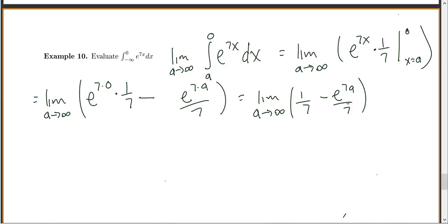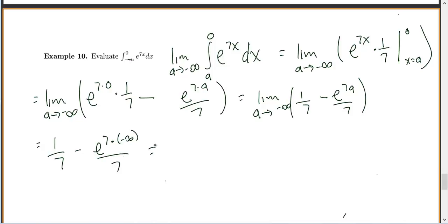Okay, now let me come all the way back. This was a negative infinity, so let's fix that. I just got in the habit of writing infinity. So this is a negative infinity, negative infinity, negative infinity. Okay, so we're going to have 1 over 7 minus e to the 7 times negative infinity over 7.